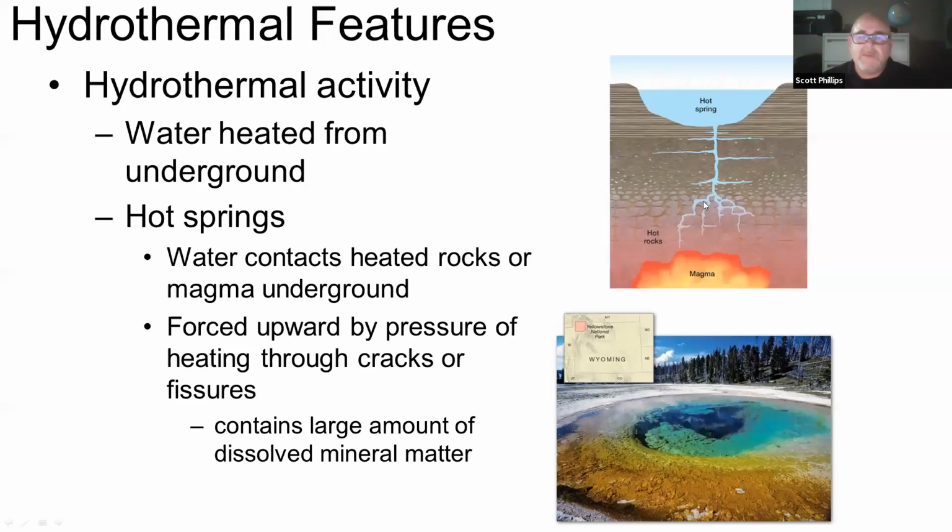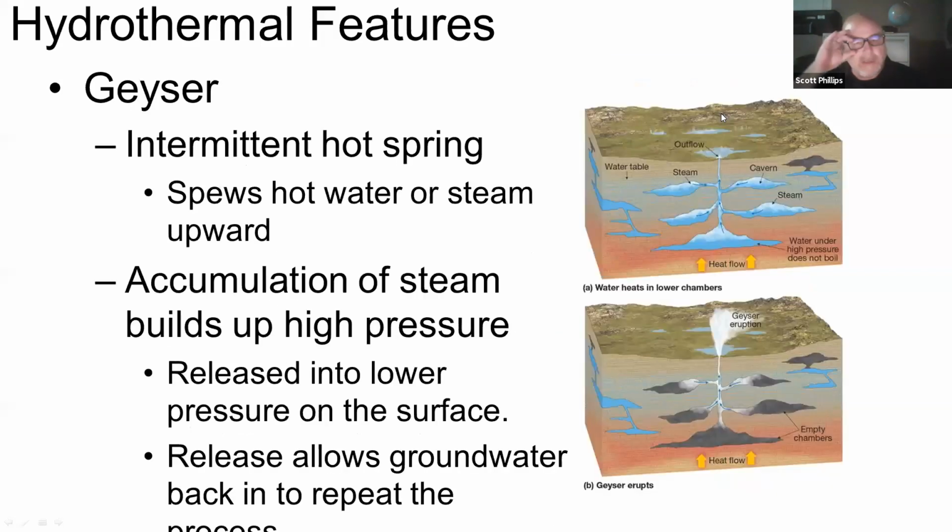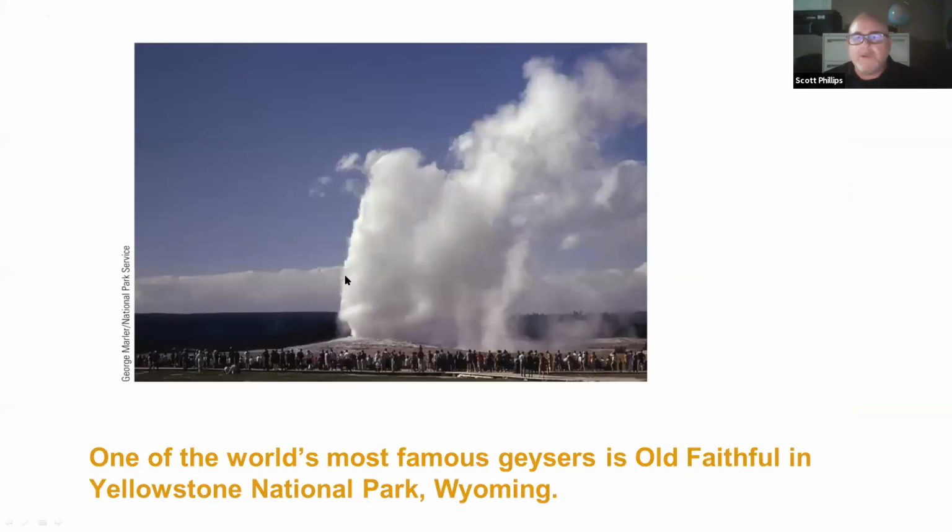These can cause features like geysers. So in Yellowstone Park, you have a number of geysers of water that shoots up out of the ground because of steam pressure that builds up. Like Old Faithful. Old Faithful is a good example of a geyser.